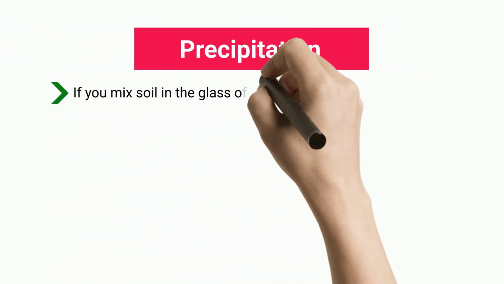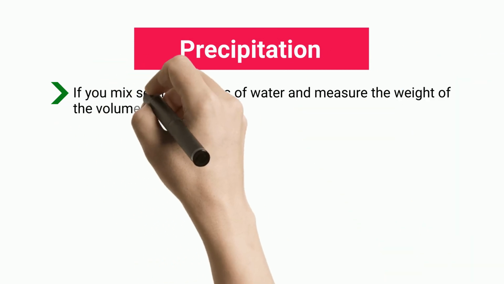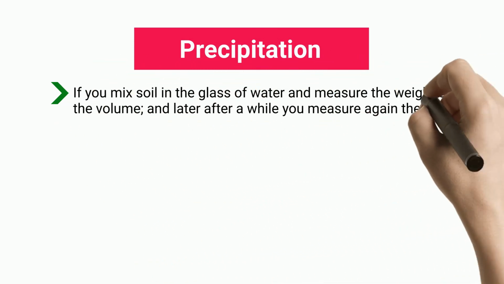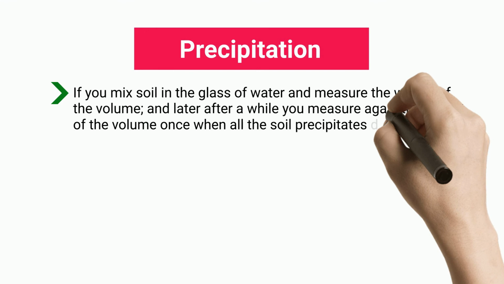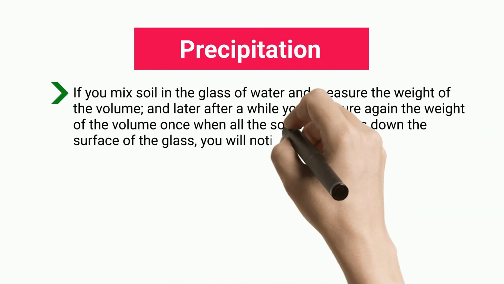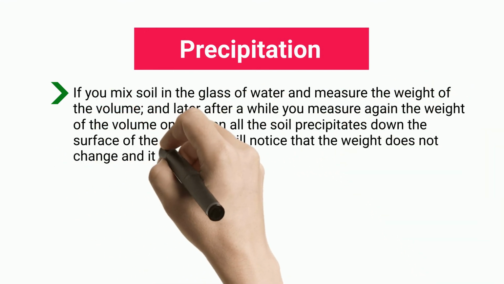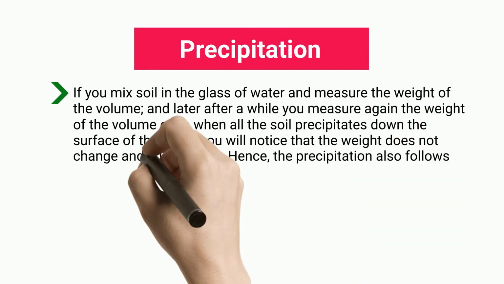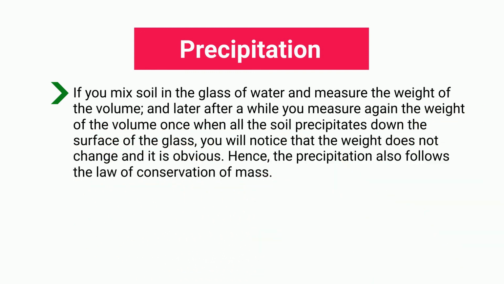Precipitation. If you mix soil in a glass of water and measure the weight of the volume, and later after a while you measure again the weight of the volume once all the soil precipitates down to the bottom of the glass, you will notice that the weight does not change, and it is obvious. Hence, the precipitation also follows the law of conservation of mass.